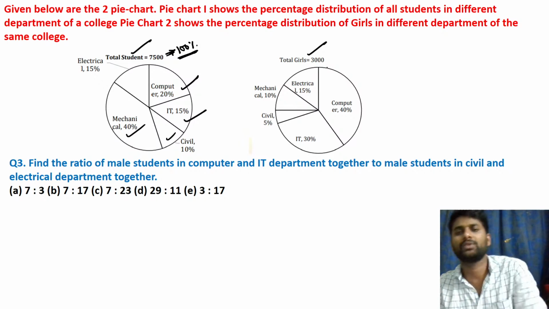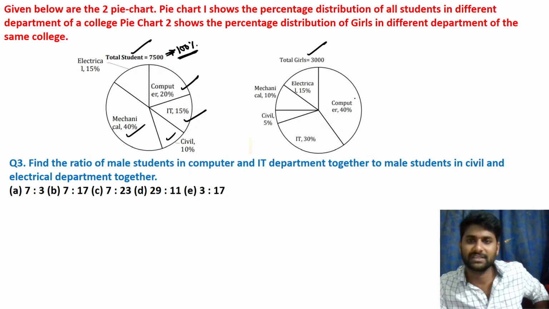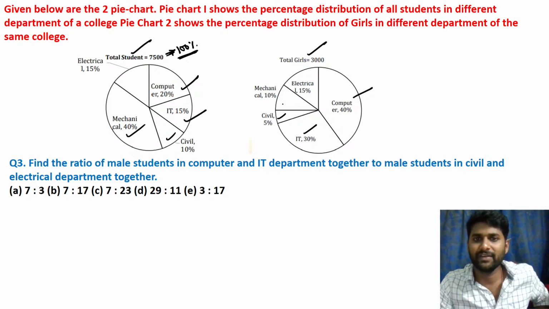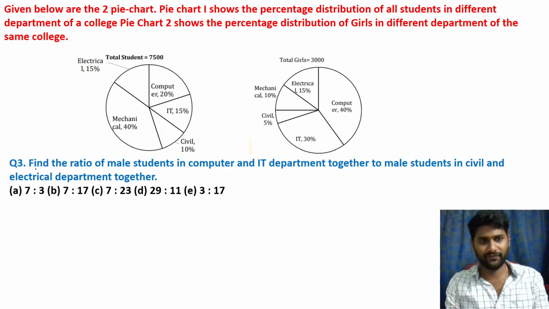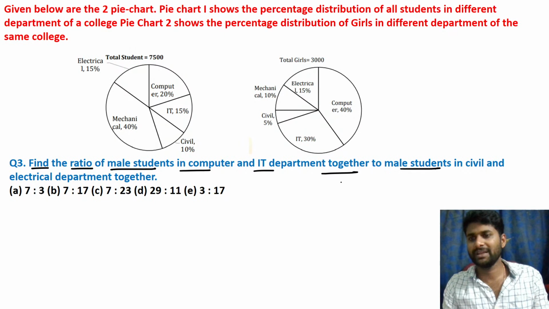In the same way, out of 7,500, the total number of girls is 3,000. Again, the distribution is computer 40, IT 30, civil 5, mechanical 10, and electrical 15. Now look into the information. The question: find the ratio of male students in computer and IT departments together to the male students in civil and electrical departments together.